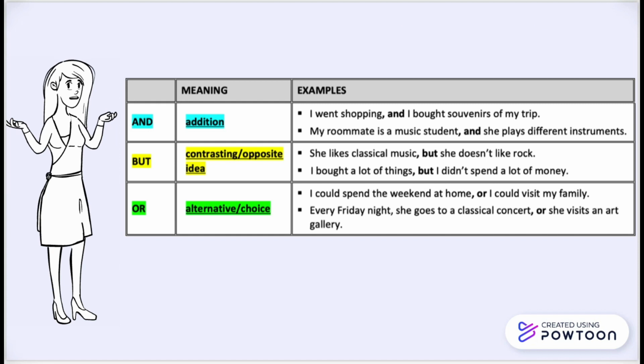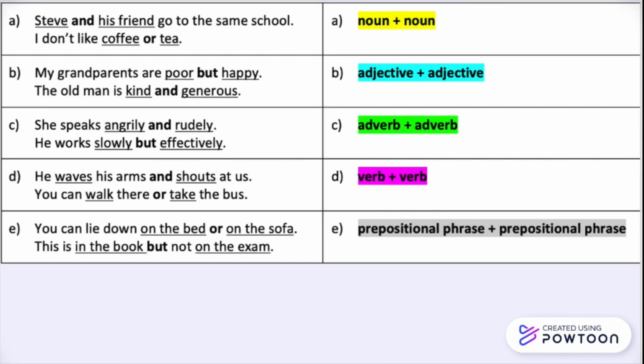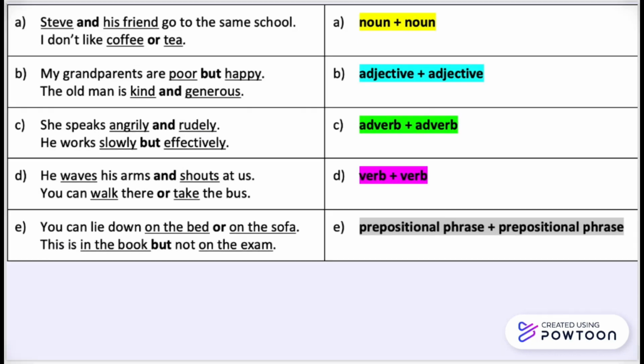Here, you see the examples of parallel grammatical structures. Steve and his friend go to the same school. Steve is a noun and friend is a noun too. My grandparents are poor but happy. Similarly, poor is an adjective, happy is an adjective too. These sentences are all grammatically correct.